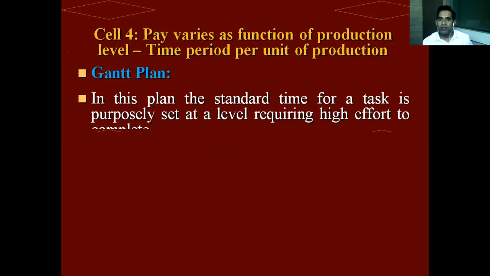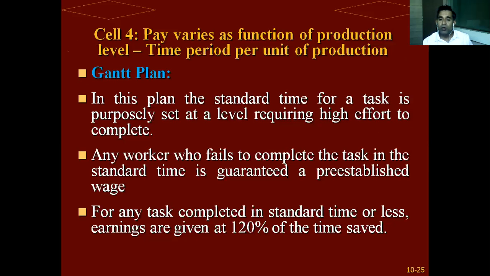That was all about the Gantt plan, Rowan plan, and Halsey 50-50 method, which are applicable under cell 4, where the method of rate determination is based on time taken to complete a piece of work, and on the second dimension, where pay varies as a function of production level. So these are individual incentive plans.